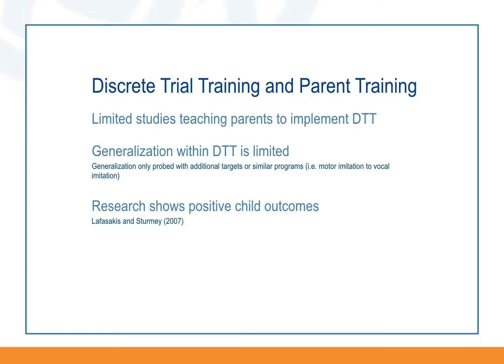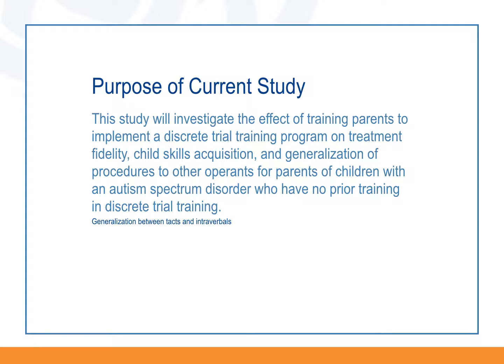Lafasakis and Sturmey looked at whether we can train parents to implement discrete trial training, and then whether they can generalize from a motor imitation to a vocal imitation specifically. So the purpose of this current study is to investigate the effects of training parents to implement a discrete trial training program on treatment fidelity, child acquisition, and generalization of procedures to other operants. These are going to be parents of children who have an autism spectrum disorder and do not have prior training in discrete trial. How we're going to expand on the prior study is by looking at generalization from a tacting program to an intraverbal program.